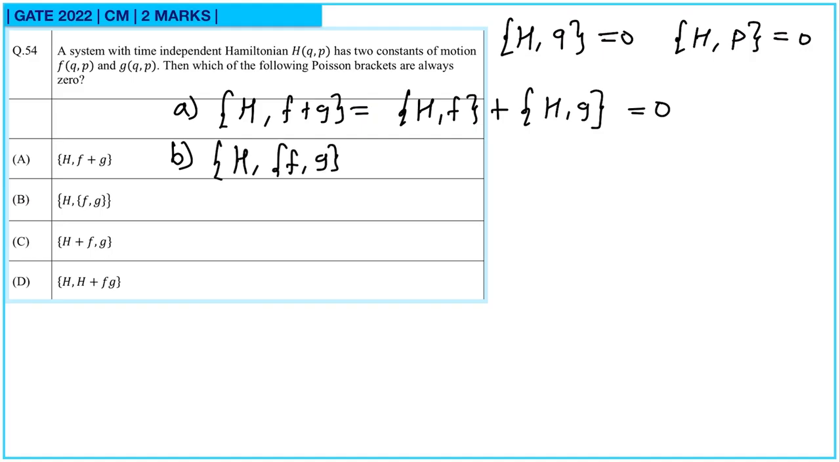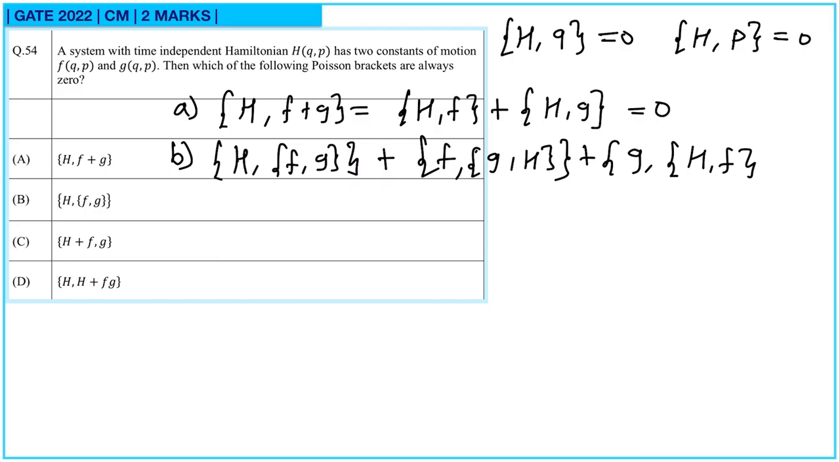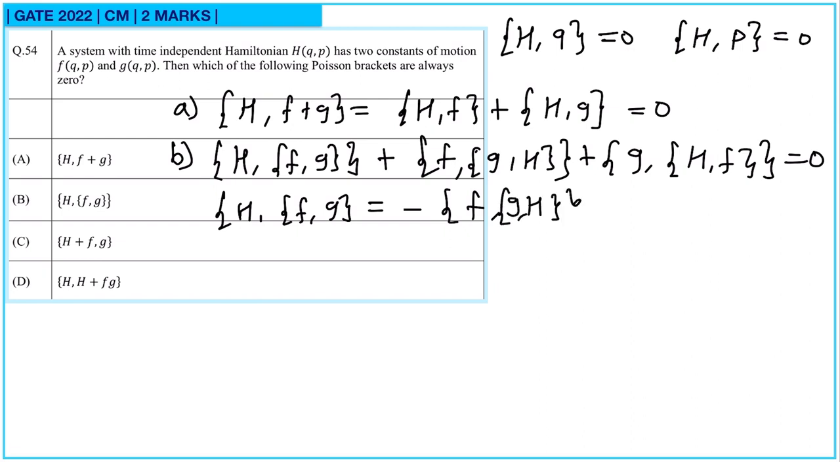Then option B, we have {H, {F, G}} here, like this. Now here we will use one identity, that is if we have {H, {F, G}} plus {F, {G, H}} plus {G, {H, F}}, in a cyclic order, then this is equal to 0. So from here {H, {F, G}} is equal to minus of {F, {G, H}} minus {G, {H, F}}.